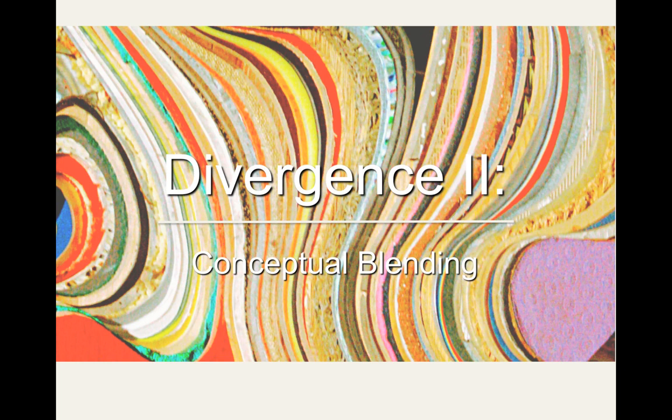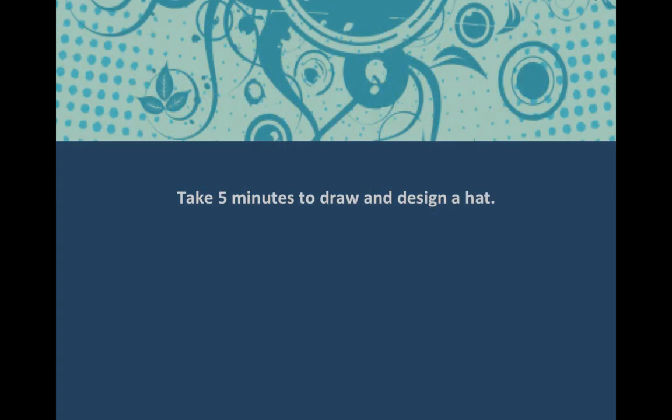For the second part of our unit on divergence, I want to look at something referred to as conceptual blending, the idea of taking two concepts and blending them together. To begin with, I'd like you to take a few minutes to draw and design a hat. Take a piece of paper and a pencil and just come up with a design for a hat. So stop the audio lecture now and then return when you've designed a hat.